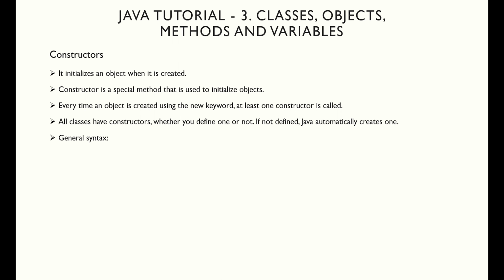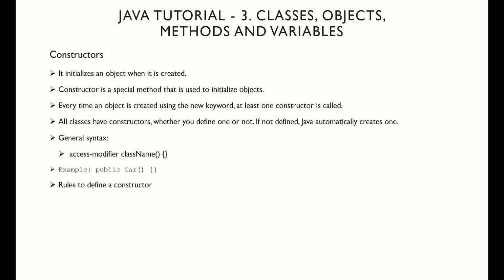How do we define a constructor? A constructor must have the same name as the class and should not have a return type. The general syntax is access modifier, class name, pair of parentheses, and the code block. Example for the default constructor is: this means there are rules to define a constructor.